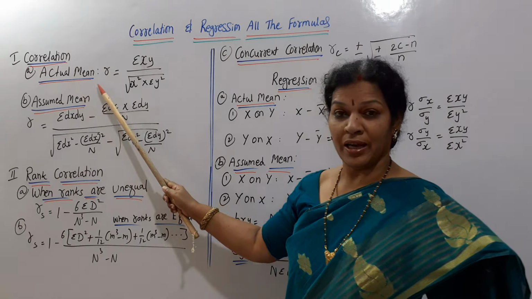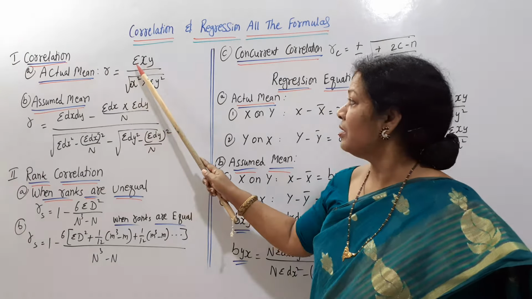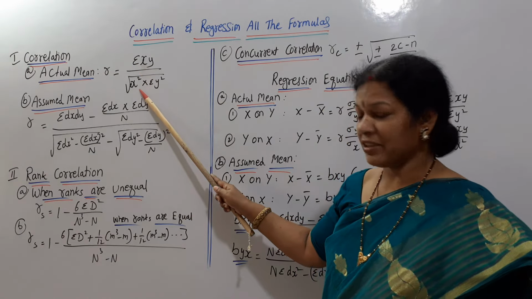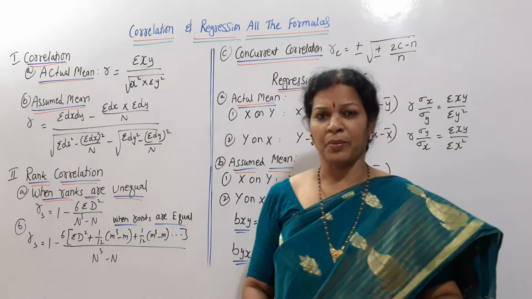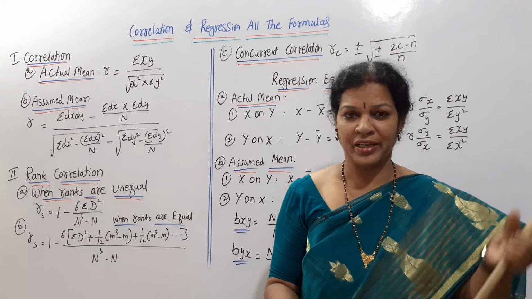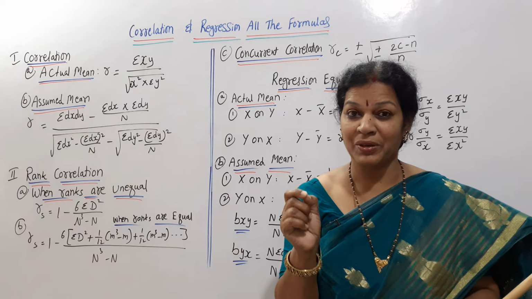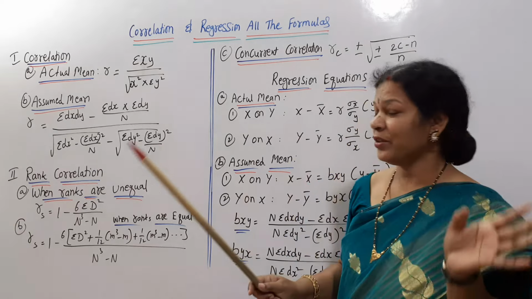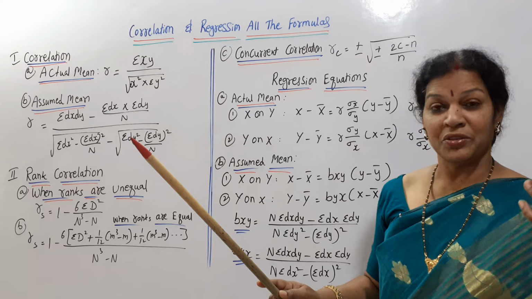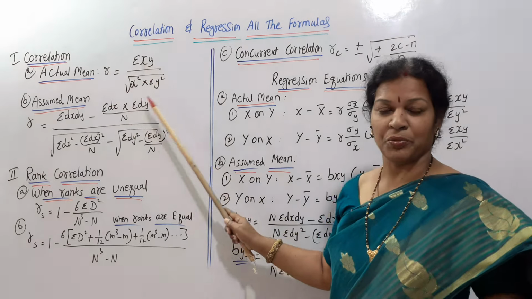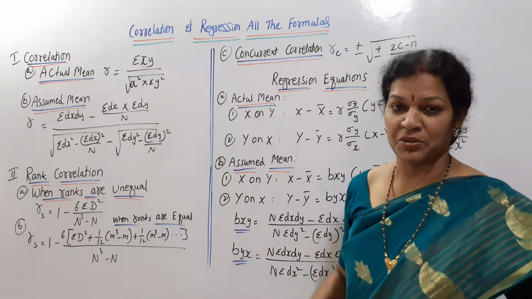Actual mean formula: r is equal to, say along with me, r is equal to sigma xy by root of sigma x square into sigma y square. Generally the problem is given in two lines, x and y. So we have to find small x square, small y square, and x into y. Once you complete all the rows, then you can apply this formula. So r is equal to sigma xy by root of sigma x square into sigma y square.